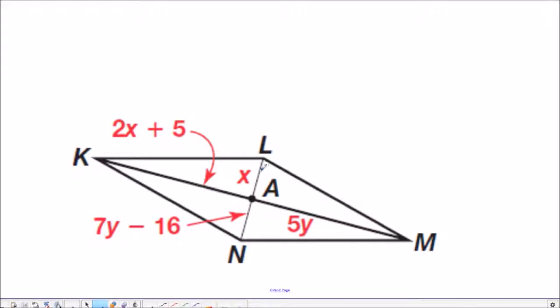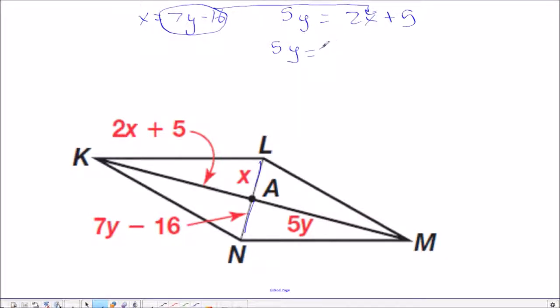Okay, here's how it goes. I know that x is the same as 7y minus 16. I know that 5y is the same as 2x plus 5. And then I know that if x is 7y minus 16, I can plug that in for x. So here's what it looks like. 5y equals 2 times (7y minus 16) plus 5. We're going to distribute that, so we get 14y minus 32 plus 5 equals 5y.